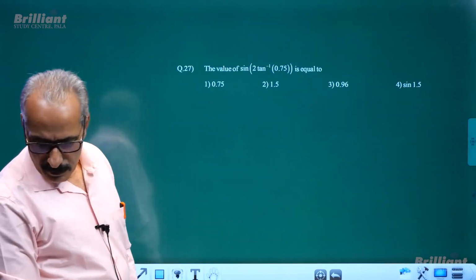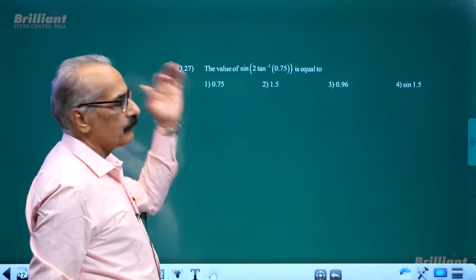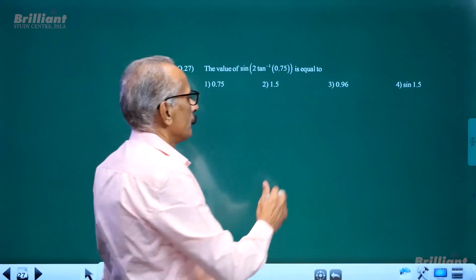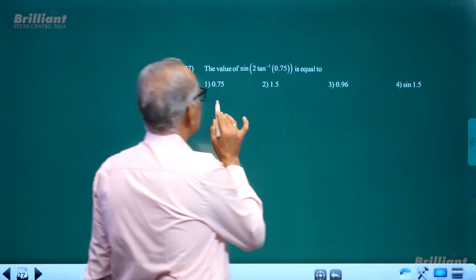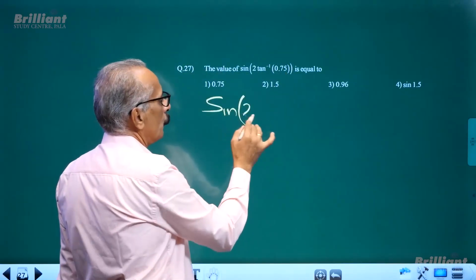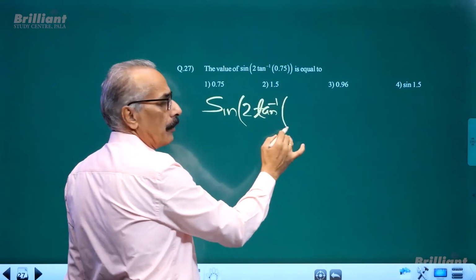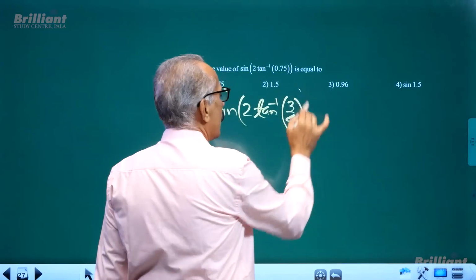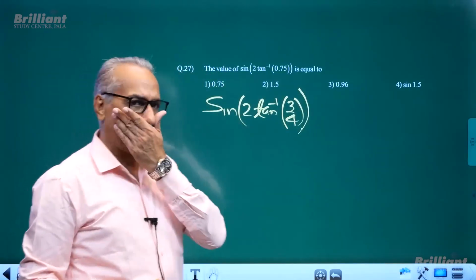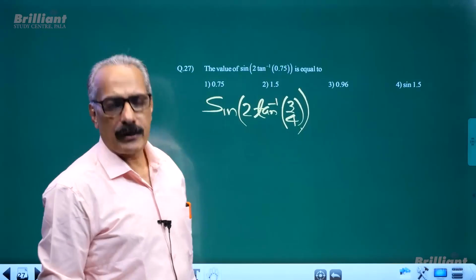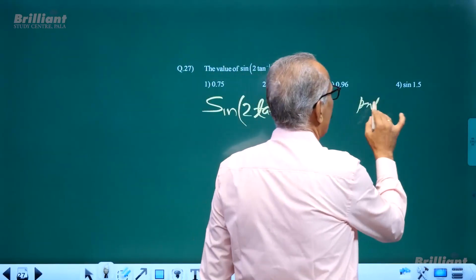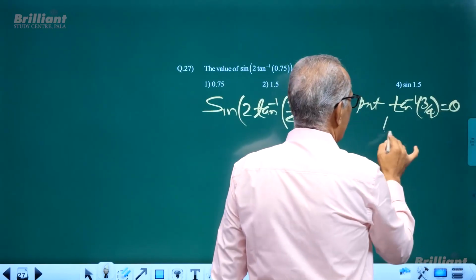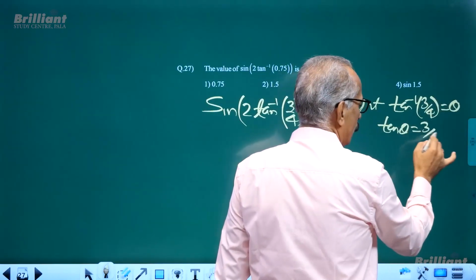Now we'll move on to the next one, question 27. The value of a similar type of question, inverse trigonometry inside a trigonometry. Actually, look, this is sine of 2 tan inverse, don't worry about it, 0.75 means 3 by 4. I said inverse trigonometry inside a trigonometry, you have to put that inverse trigonometry equal to theta. So put tan inverse 3 by 4 equal to theta. Therefore, tan theta equals 3 by 4.